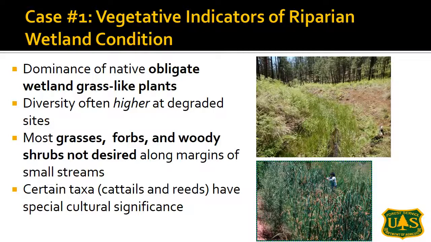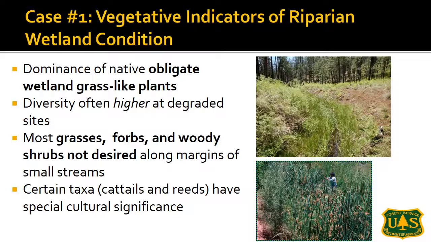And we found that, interestingly, dominance of native obligate wetland grass-like plants was a very important indicator, and that diversity, although sometimes that's celebrated as an indicator, was often higher at degraded sites rather than ones that were very functional, at least on these stream bank communities that are very wet when they're in good condition.